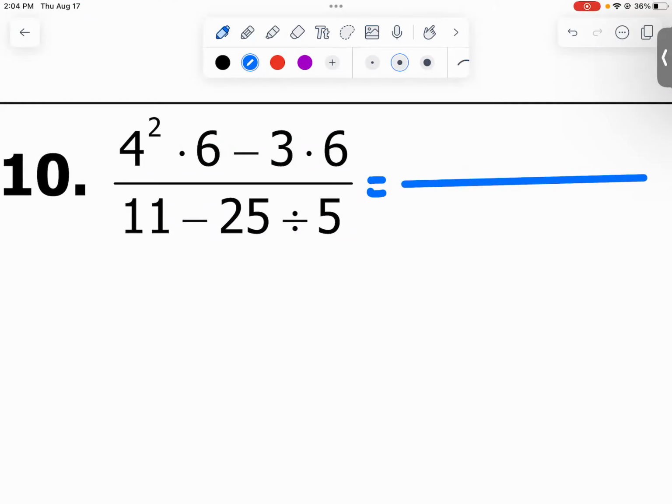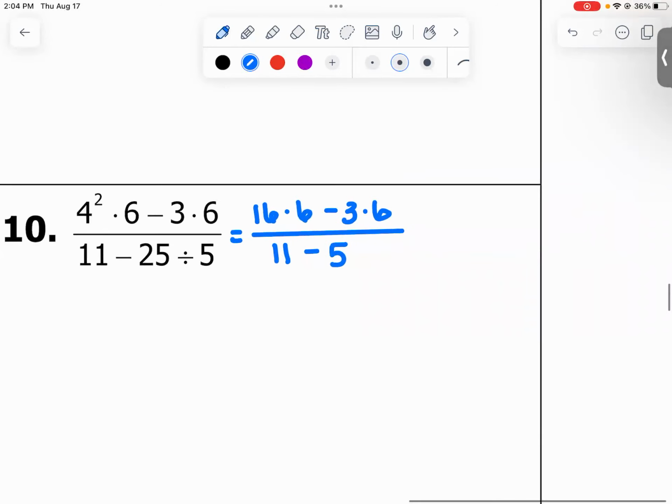So this would be my suggestion for 10. Let's focus on the numerator separately from the denominator. In the numerator, what do we need to do? We have 16 times 6 minus 3 times 6. In our denominator, what can we do? Do we do subtraction or division? We have 11 minus 5.